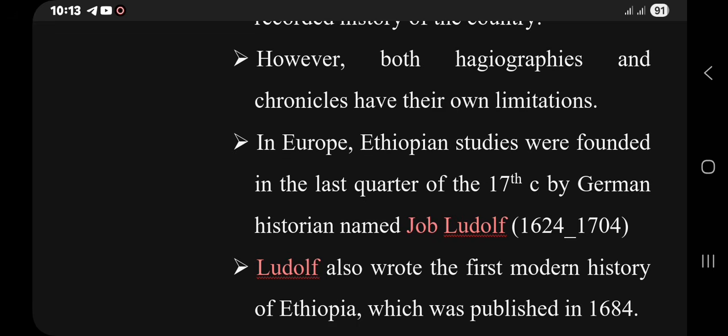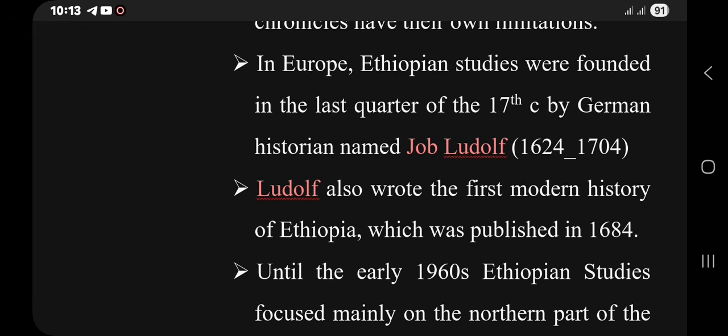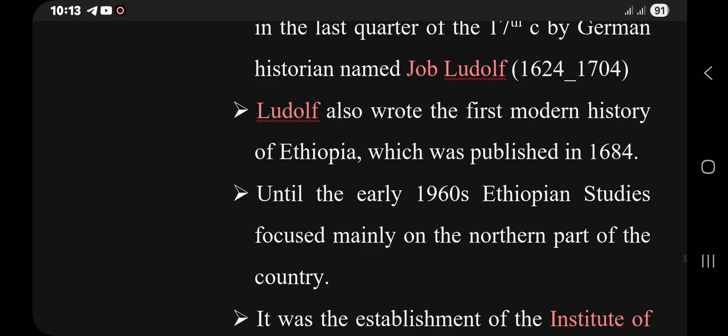As is known, in Europe, Ethiopian studies were founded in the last quarter of the 17th century by a German historian named Job Ludolf. Ludolf also wrote the first modern history of Ethiopia, which was published in 1684. Until the early 1960s, Ethiopian study focused mostly on northern Ethiopia.